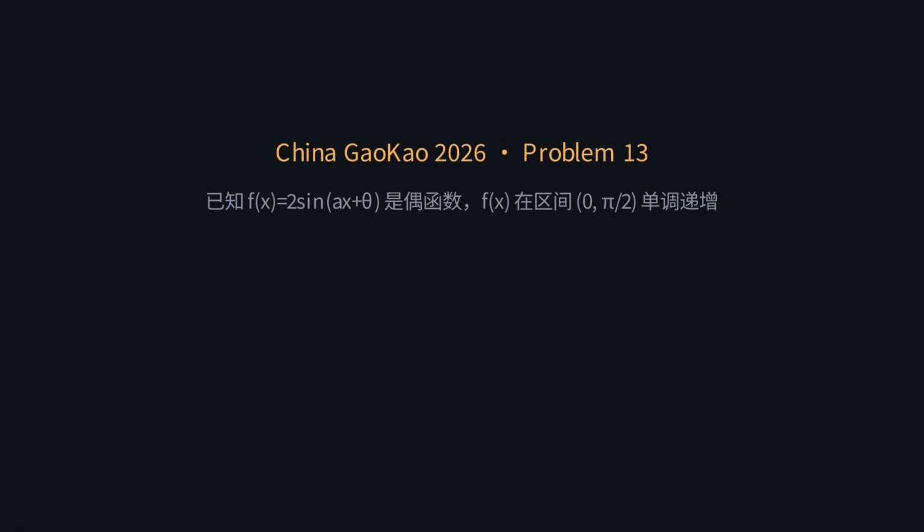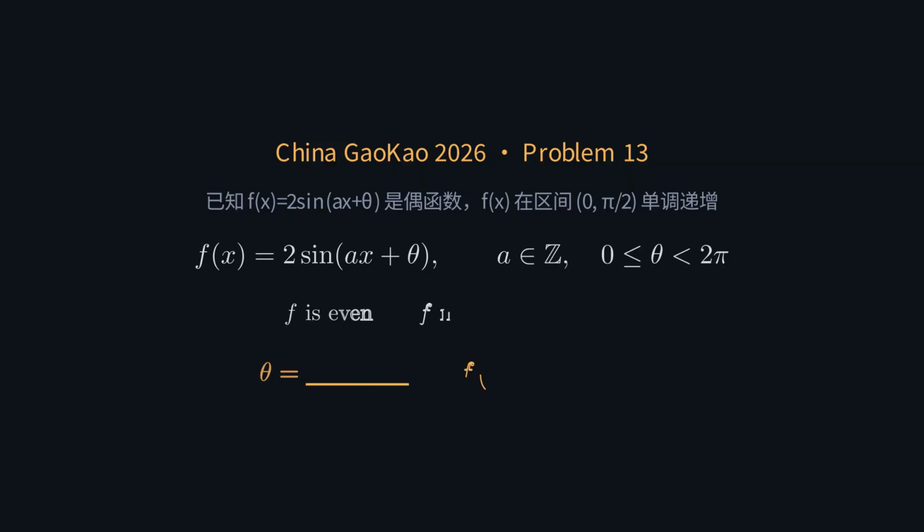This is problem 13 from the 2026 Chinese GaoKao. We are given f of x equals 2 sine of ax plus theta, where a is an integer and theta lies between 0 and 2 pi. We are told f is even and that it increases on the open interval from 0 to pi over 2. Find theta and find f of 3 pi over 2.